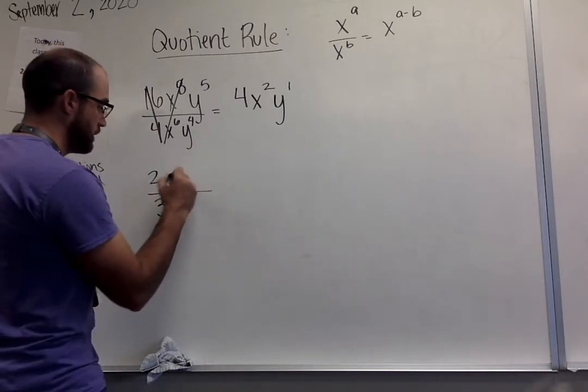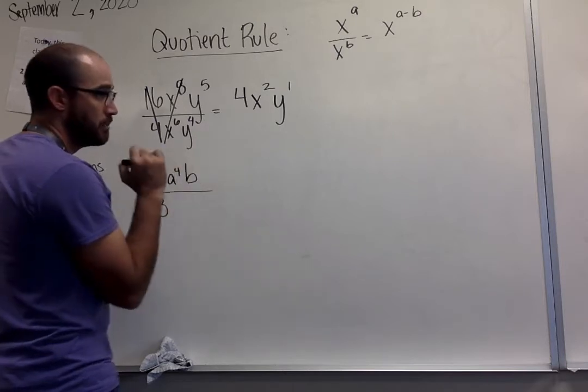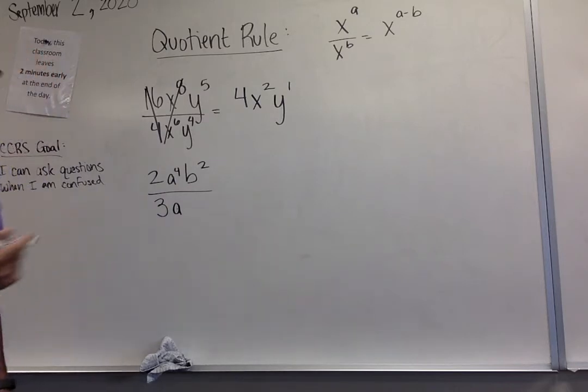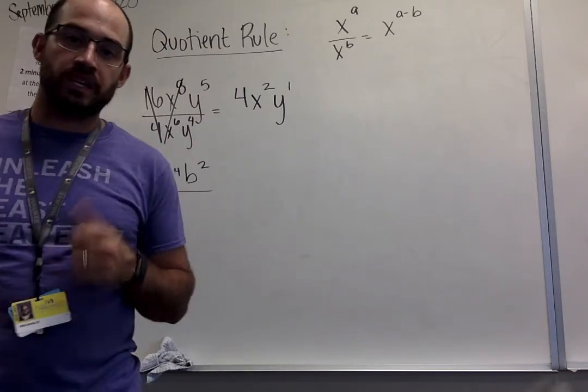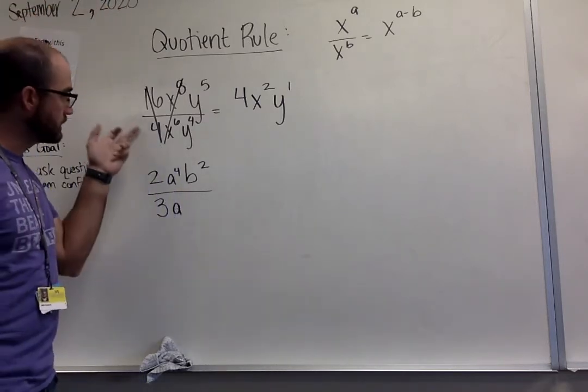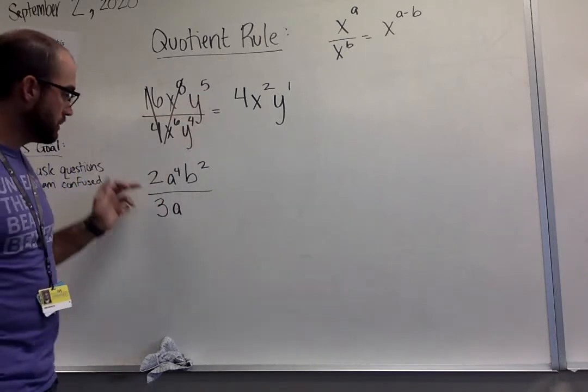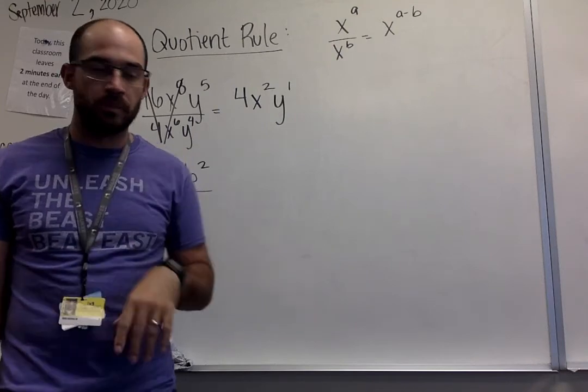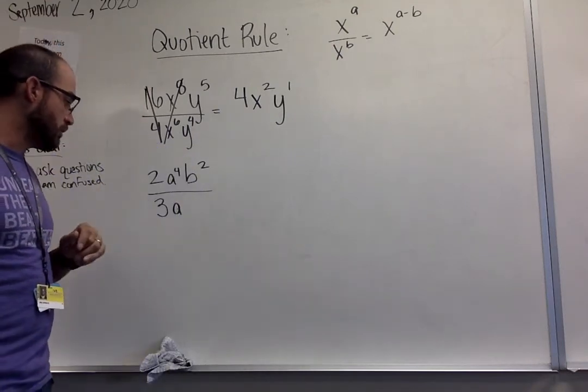If I had 2 a to the 4th, b to the 2nd, over 3a, these are ones that sometimes you're like, well, Mr. Schultz, what happens if I can't actually divide them? Okay, so like here I had 16 divided by 4 gets me 4. Well, 2 divided by 3 gets me a decimal. We're not going to deal with decimals for these. We're going to leave them in their whole number format.